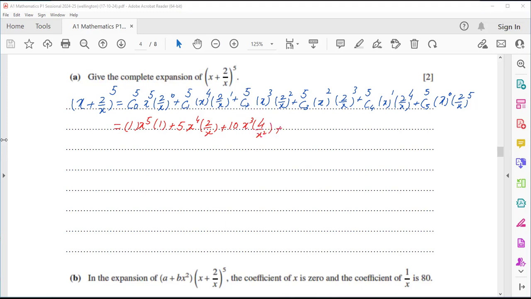What's the answer of 5C3? Again, I have to use all clear, then 5, and C you have to write with the help of this, 5C3. The answer will be 10.